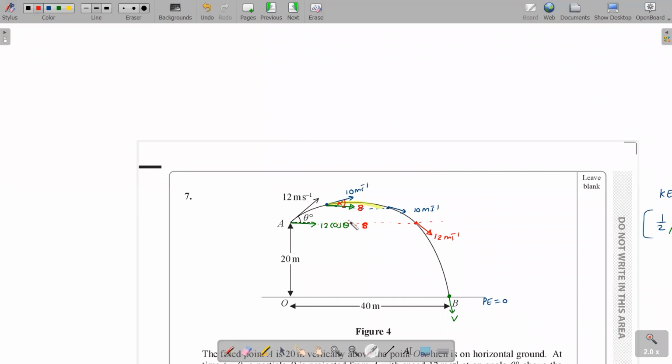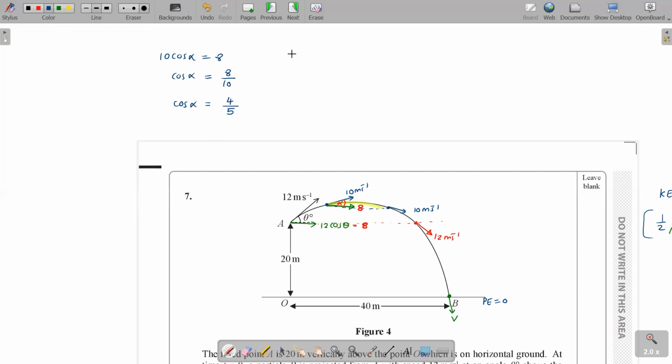Do you understand what I did here? I used the horizontal component of the velocity as 8 because the horizontal component is the same throughout the entire motion. So it is 8 everywhere, and the angle here is definitely different, so I'll use alpha. So I can say 10 cos alpha is equal to 8. Do you agree with me? So 8 divided by 10 is 4 over 5. Cos alpha is 4 over 5.